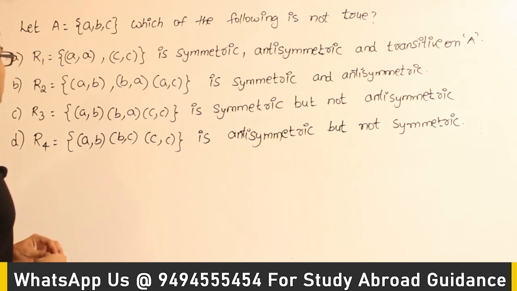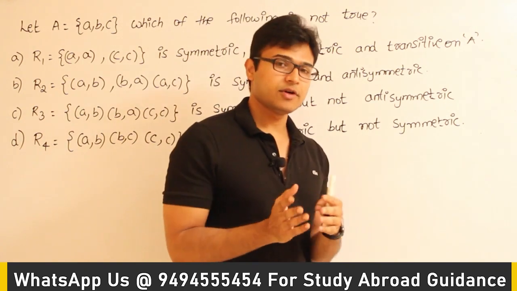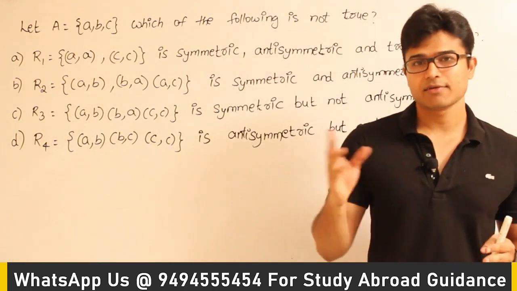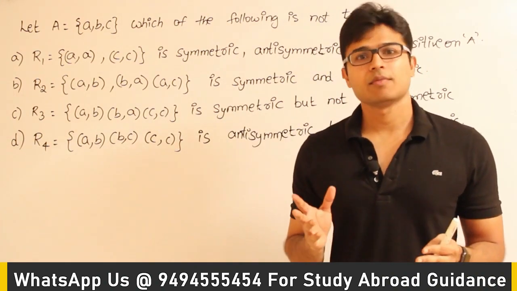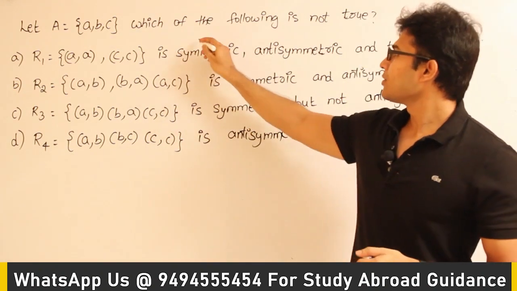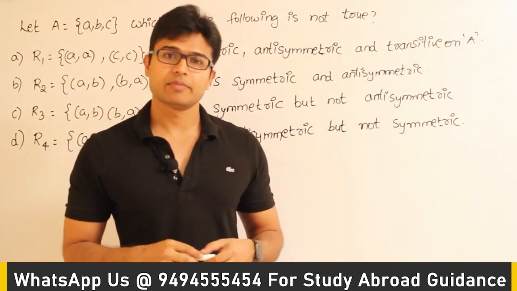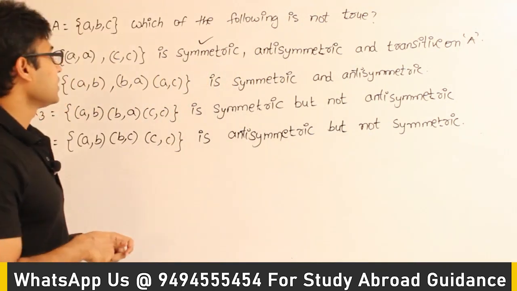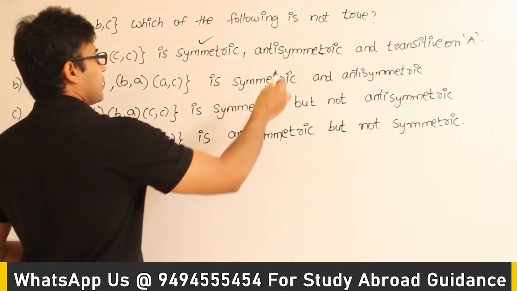Okay, so what can you say about symmetric? It is symmetric because symmetric fails only if there is an element of type (a,b), then only you should check whether (b,a) is present or not. But here there is no element of type (a,b) at all, so it is definitely symmetric. What about anti-symmetric? Anti-symmetric says that there should not be any symmetric pair, but elements like this are allowed, therefore it is definitely anti-symmetric, right?